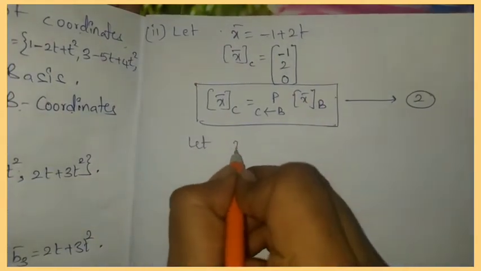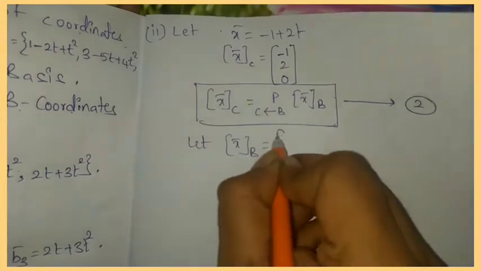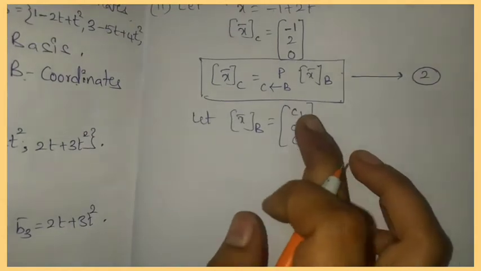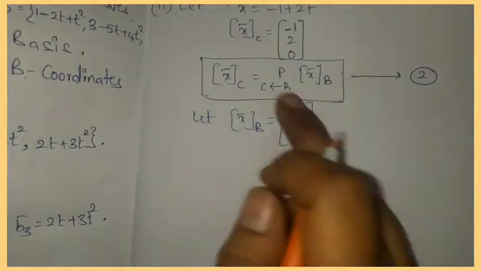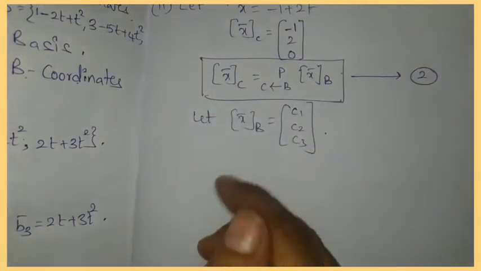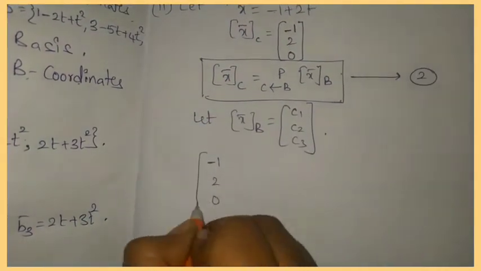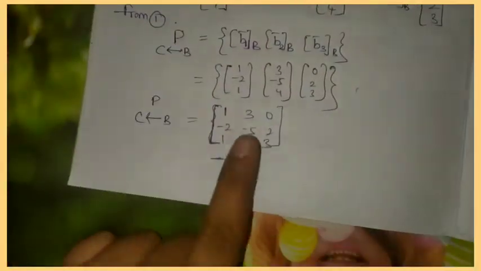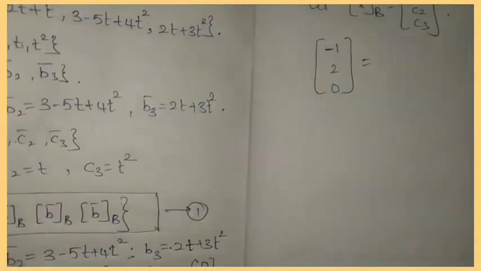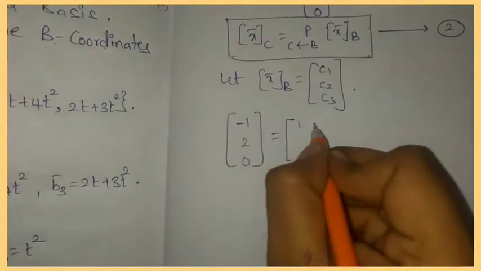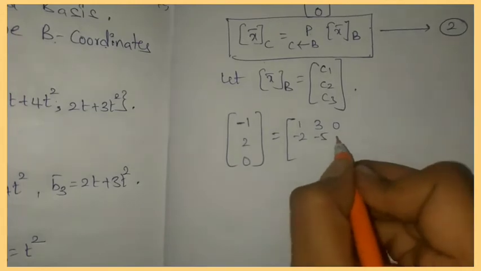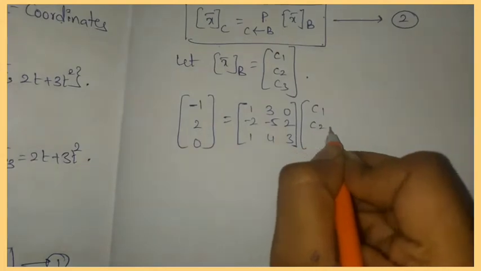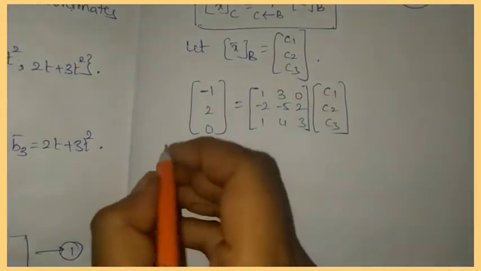Here let x bar relative to B be taken as c1, c2, c3. Okay, we have to take this x bar relative to B as c1, c2, c3. Now x bar relative to C is already here, so we'll write minus 1, 2, 0, and we got P B to C as 1 3 0, minus 2 minus 5 2, and 1 4 3. Here c1, c2, c3.